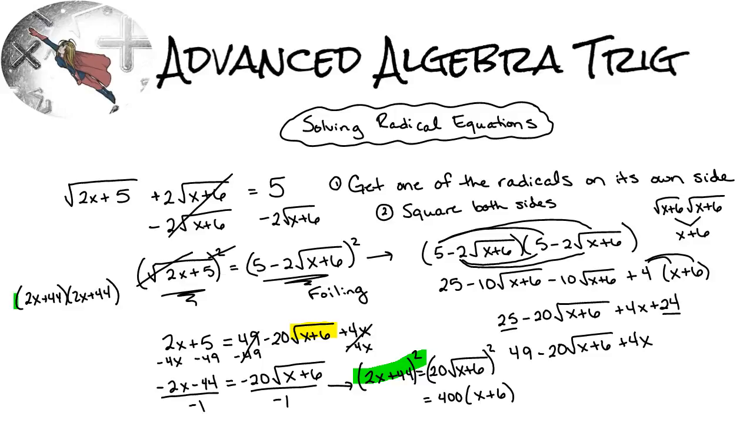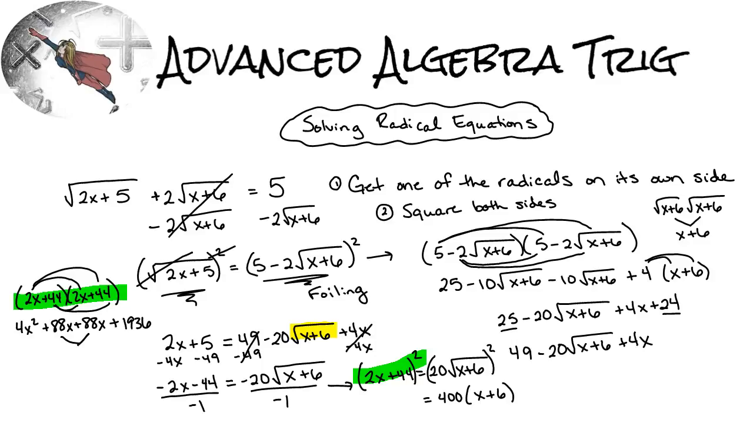So this matches up with the part that I highlighted with green over there. So when I FOIL, I'll get 4x squared plus 88x plus another 88x plus 44 times 44, which is 1936. You can just use your calculator.